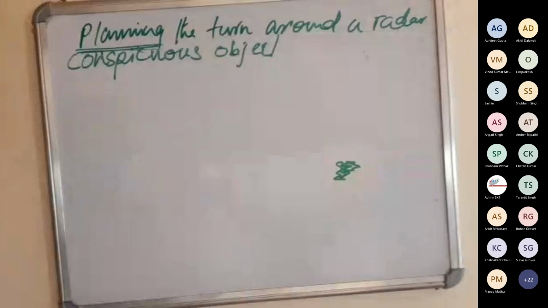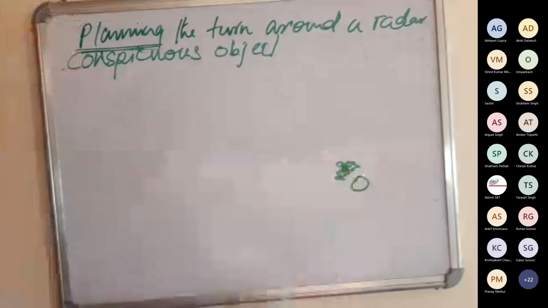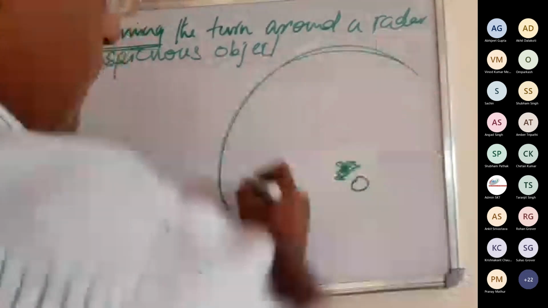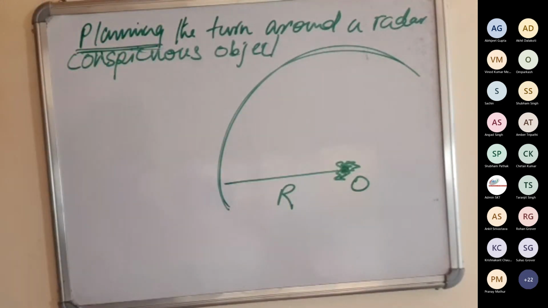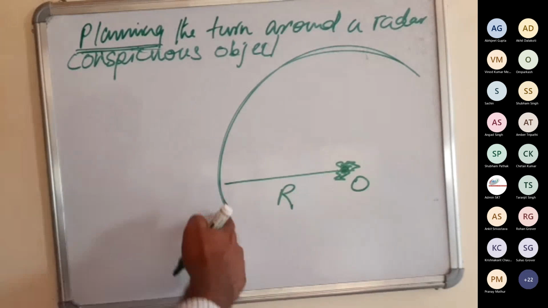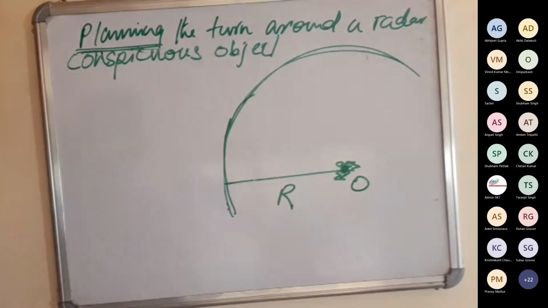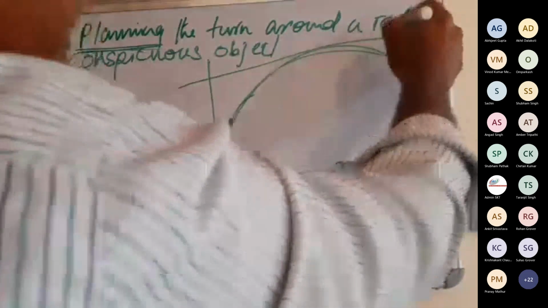Second point. Third point, keeping the radar object as center, we draw an arc of radius r that we have already decided. Now, along with this, passing tangentially to this, you draw your initial course and the final course.